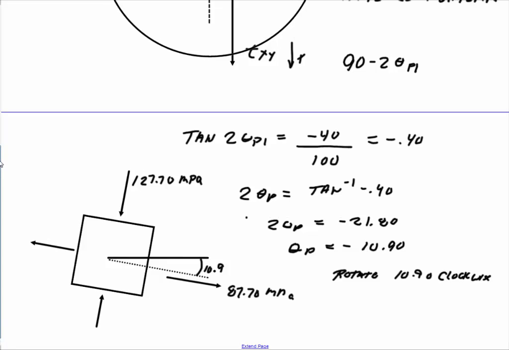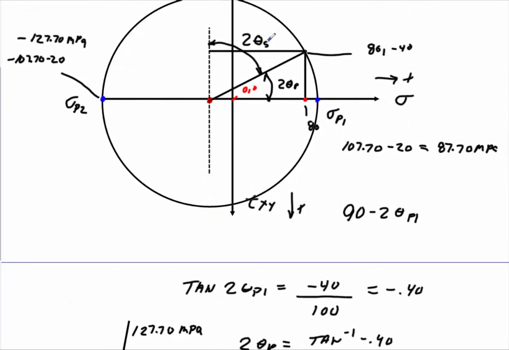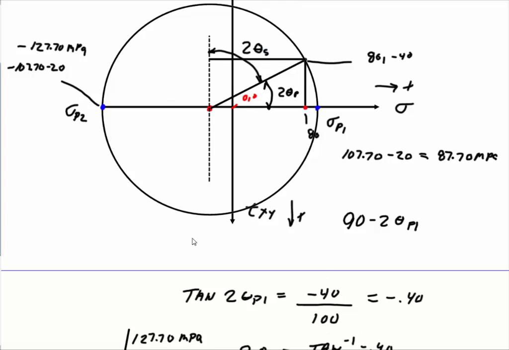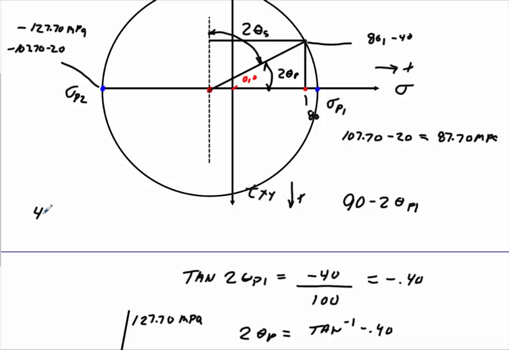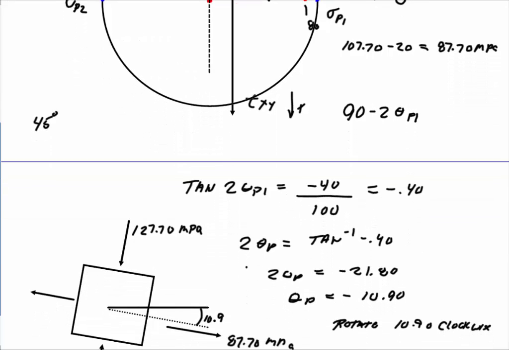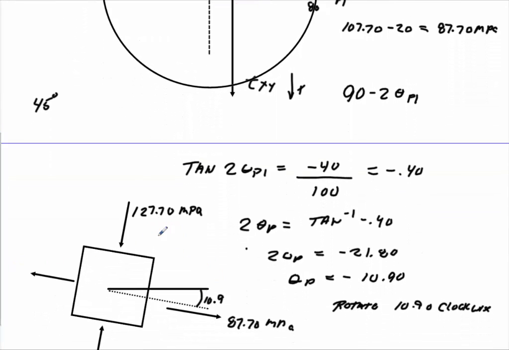Alright, now let's go back and let's try to calculate what 2 theta shear is going to be. There's two ways to do that. The first way is we could just take 45 degrees, because we know our shear will be 45 degrees off of what our maximum principal stress is going to be. So we could take the 45, we could minus 10.9 from that if we choose to, and we'd get a 34.1. Now, if this one rotates down 10.9, the shear you're going to rotate counterclockwise 34.1.